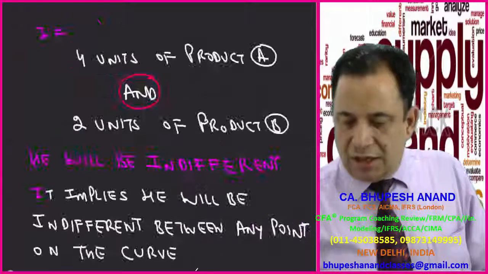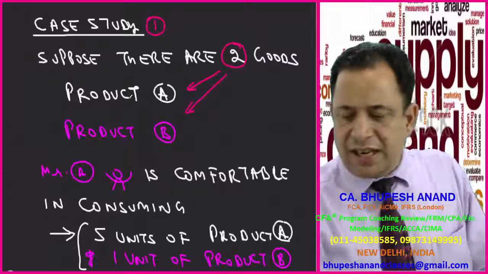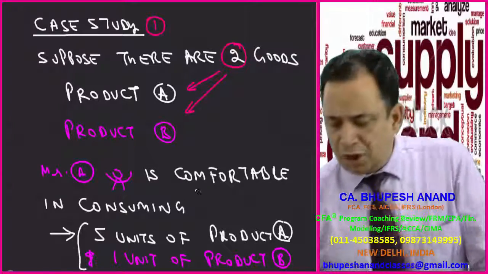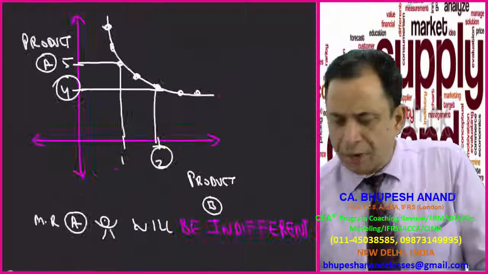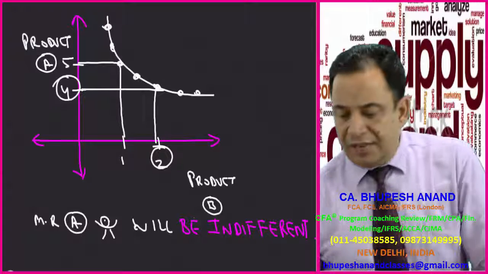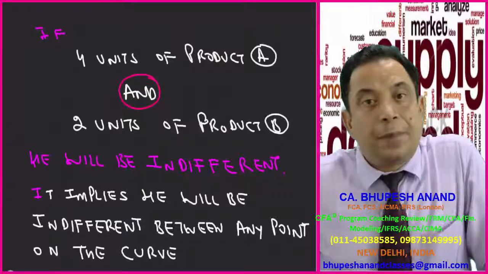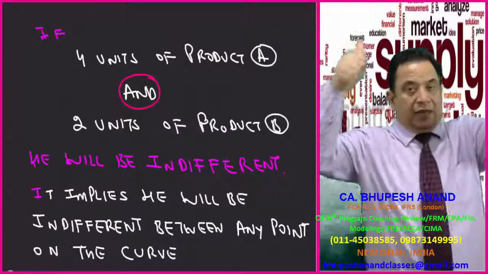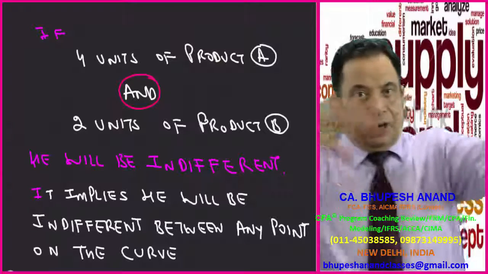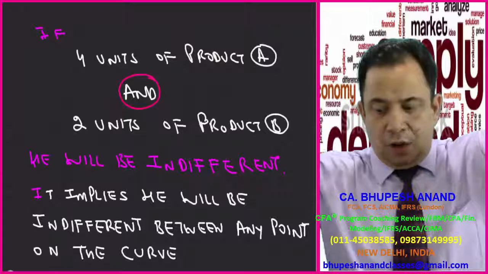So let me start by writing down this case study to complete it. Suppose there are two goods, product A and product B, and Mr. A is comfortable in consuming 5 units of product A and 1 unit of product B. Now Mr. A will be indifferent if 4 units of product A and 2 units of product B are offered to him. Earlier we were offering 5 units of product A and 1 unit of product B. Now we are offering 4 units of product A and 2 units of product B. Again he is indifferent.